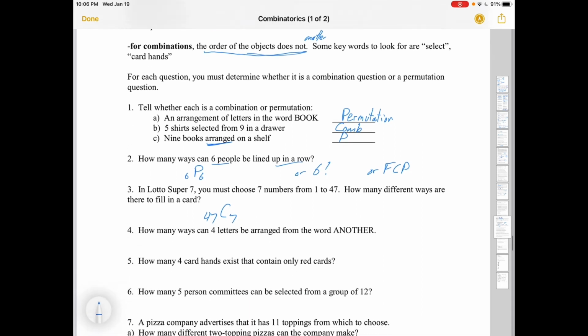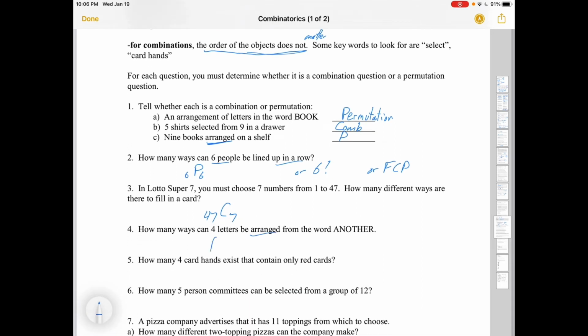How many ways can 4 letters be arranged? Oh, that's a permutation from another. That's 7 letters, 7P4. How many 4 card hands exist with only red cards? The order that I hold them in my hand doesn't matter. There are 26 red cards, and I'm going to choose 4 of them. Order doesn't matter, so combination.